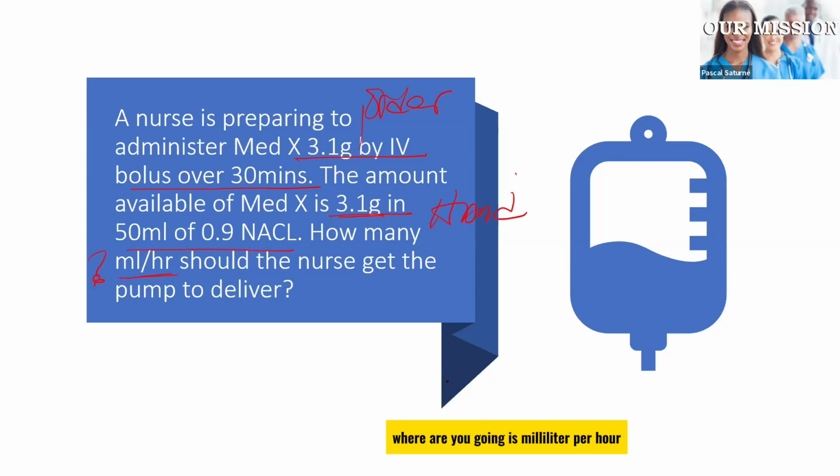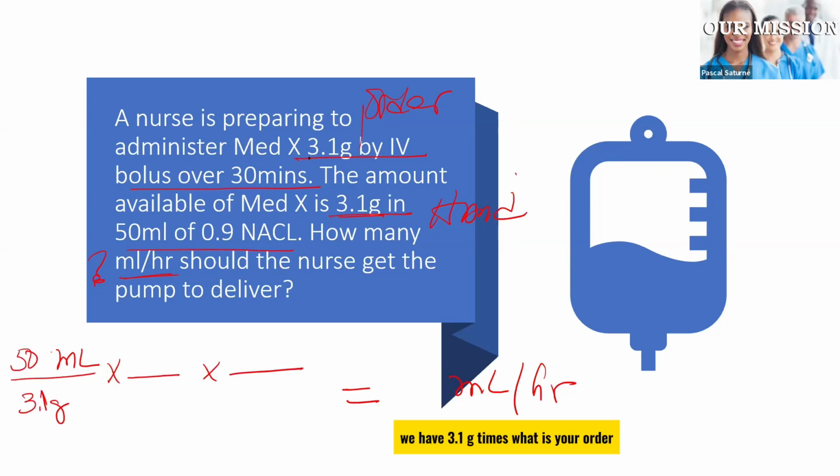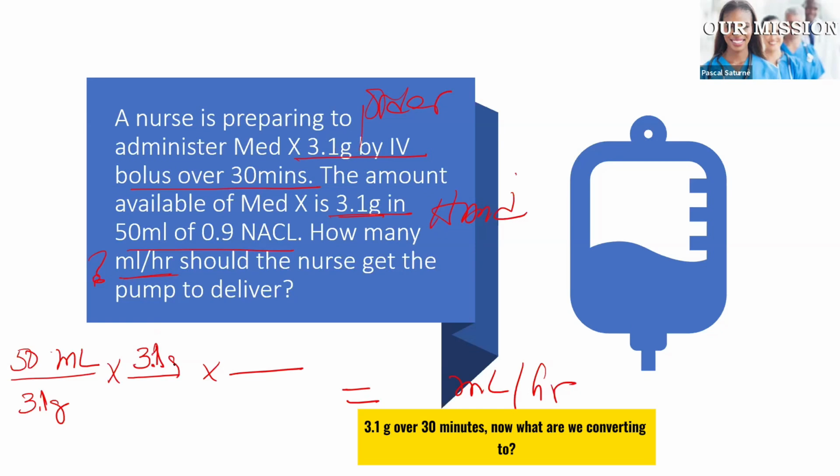Where are you going? Milliliters per hour. Do we need to convert one thing to another? Yes. What are we converting? The minutes to hours. Perfect. If we're going for milliliters per hour, then milliliters has to be the numerator. We have 50 ml per 3.1 gram, times what is your order? The order is 3.1 gram to run over 30 minutes.